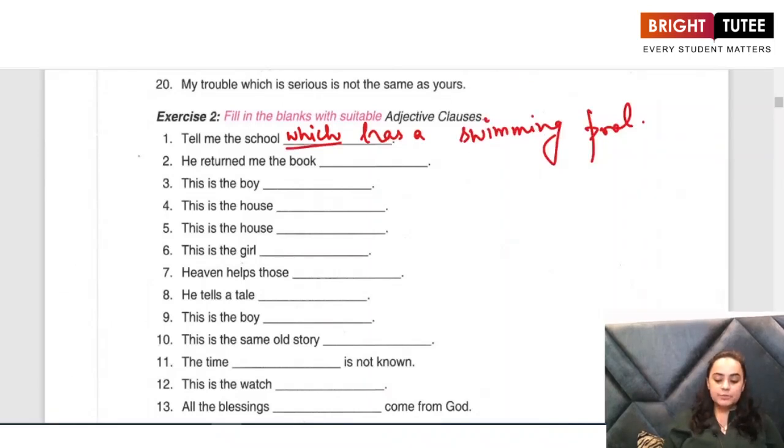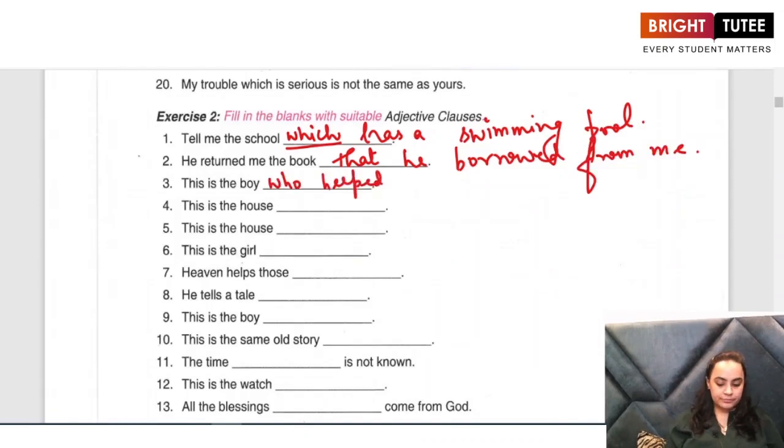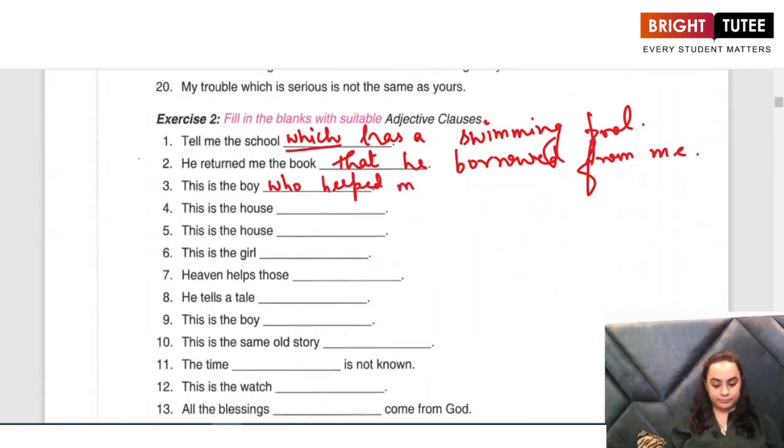He returned me the book that he borrowed from me. Yes. This is the boy who helped me. This is the house where my grandparents live.